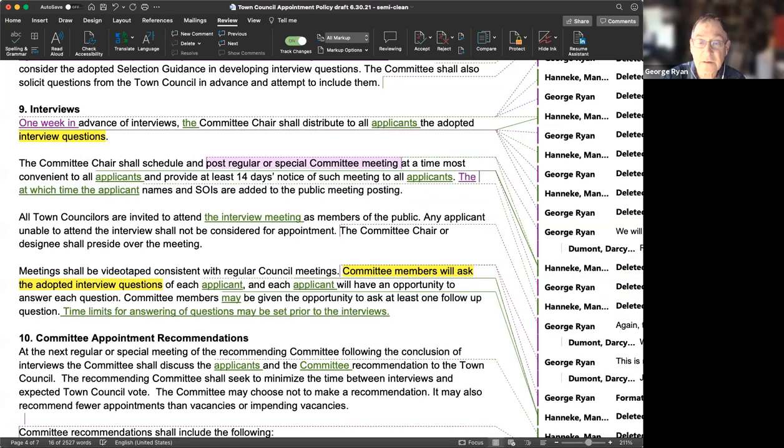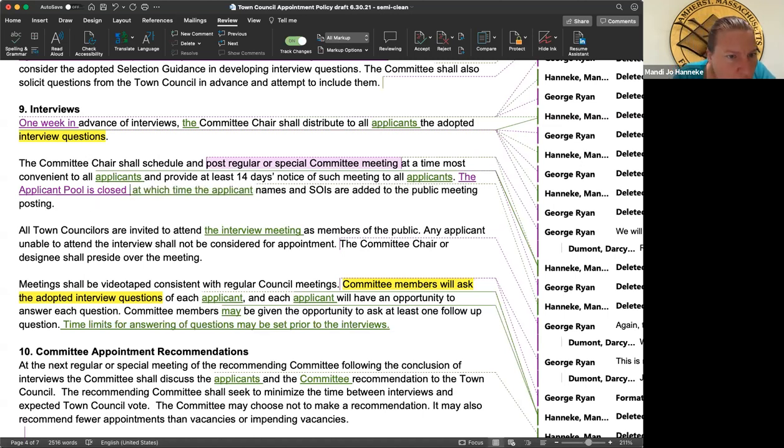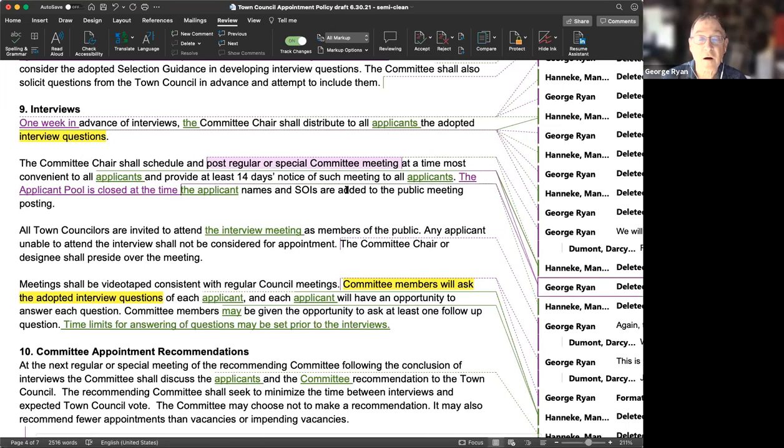So let me try this. The applicant pool is closed. I'm sorry, give me the rest. The applicant pool is closed. And then it goes to the 1 week before. I think I just deleted that. Or it could just be the applicant pool is closed at the time the applicant names and SOIs are added to the public meeting posting, yeah. Thank you. The applicant names and SOIs are added to the public meeting posting.